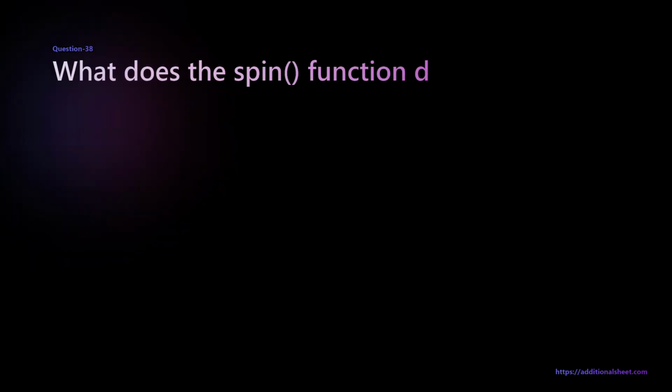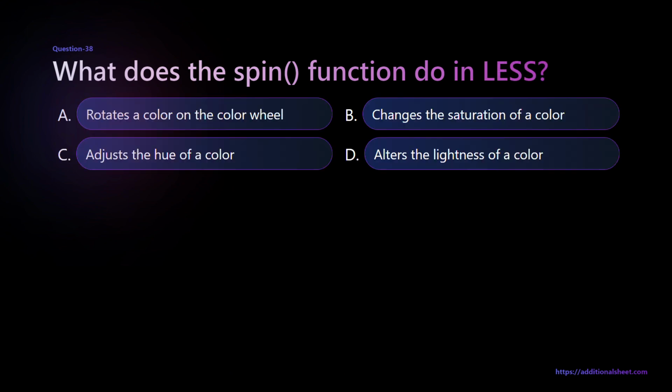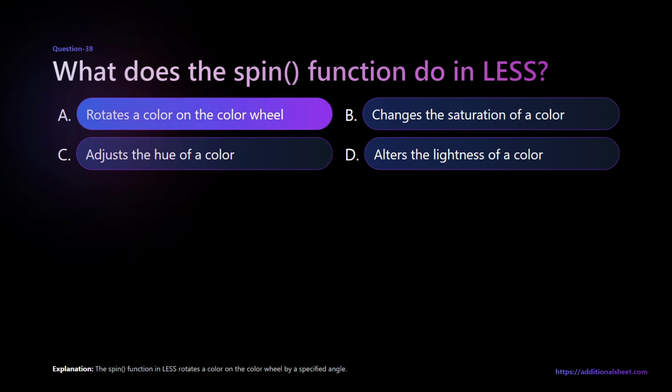What does the spin function do in less? Option A, rotates a color on the color wheel. Option B, changes the saturation of a color. Option C, adjusts the hue of a color. Option D, alters the lightness of a color. The correct answer is option A, rotates a color on the color wheel.